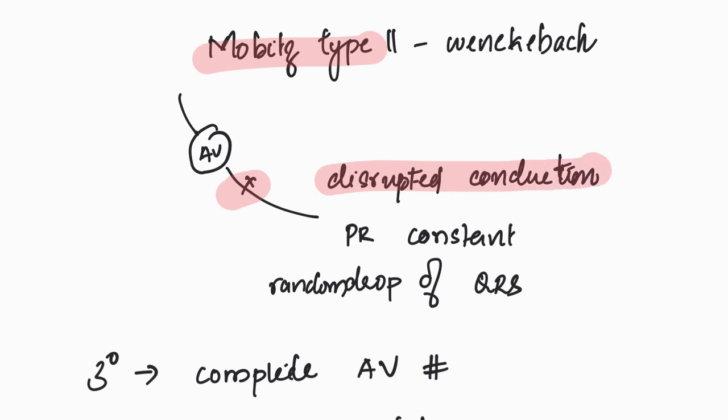So what happens is the PR is actually constant, right? But there is random drop of QRS complexes. This is what we get in Mobitz type 2. This is a serious condition and such patients require pacemaker implantation.